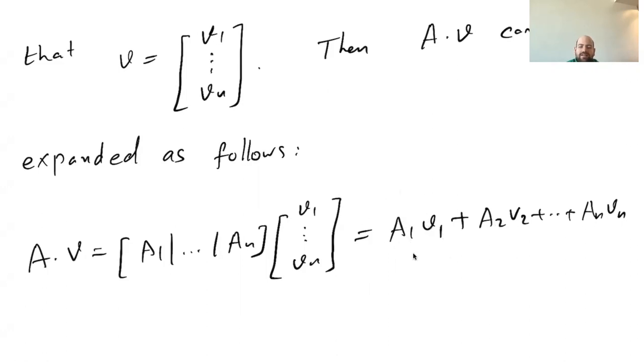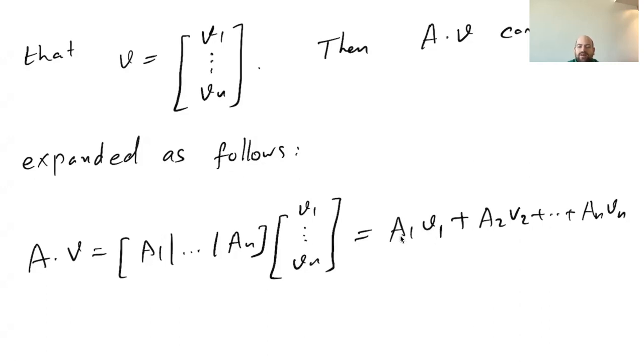So please note here that each AI is a vector. This A is a matrix, and A1 to AN are columns of A, therefore each of them is a vector. But V1 to Vn, each Vi here is a scalar. It's a number. This whole thing, V1 to Vn, is a vector, but each Vi is a scalar. So each AI is a vector, which is a column of A, and each Vi is a number.